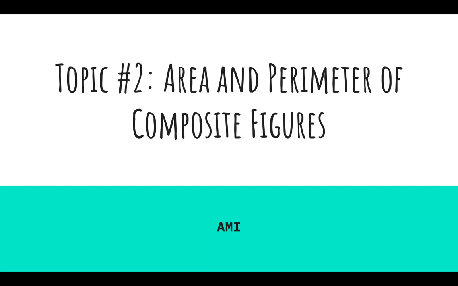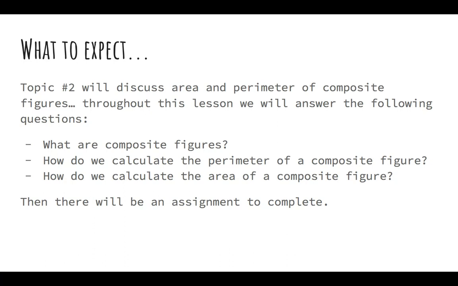Hey everybody, it is Miss Cook here with y'all today, and we're going to talk about topic 2, which is area and perimeter of composite figures. Throughout this lesson, we will answer the following questions. What are composite figures? How do we calculate the perimeter of a composite figure? And how do we calculate the area of a composite figure? And then afterwards, we're going to talk about the assignment you'll have to complete.